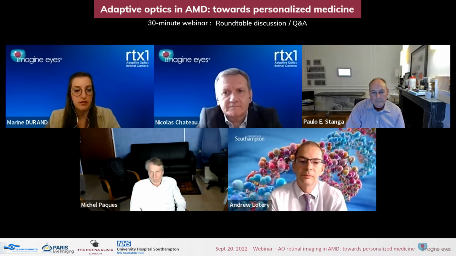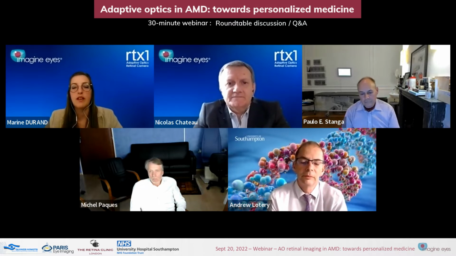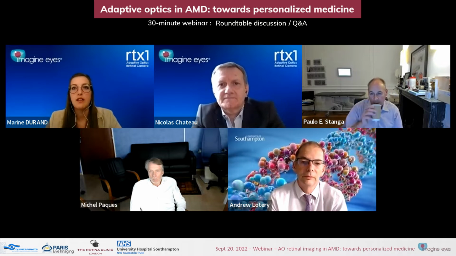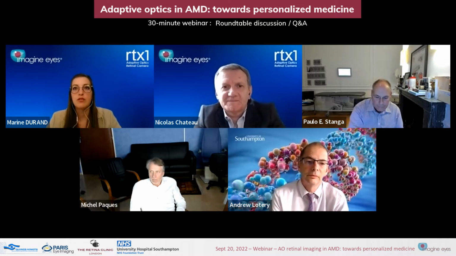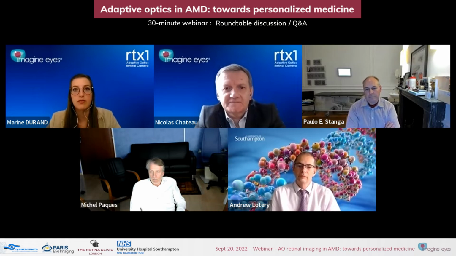Well, this is a very interesting perspective. And now I want to ask Michel, because you and your team, you were real pioneers. You were the first to explore geographic atrophy at the macroscopic scale with AO. Why did you start looking into it with adaptive optics?